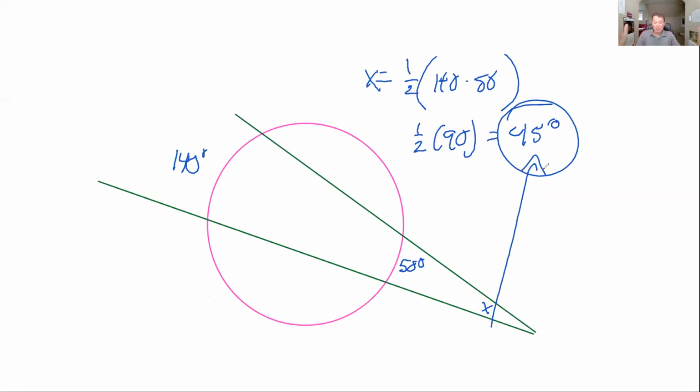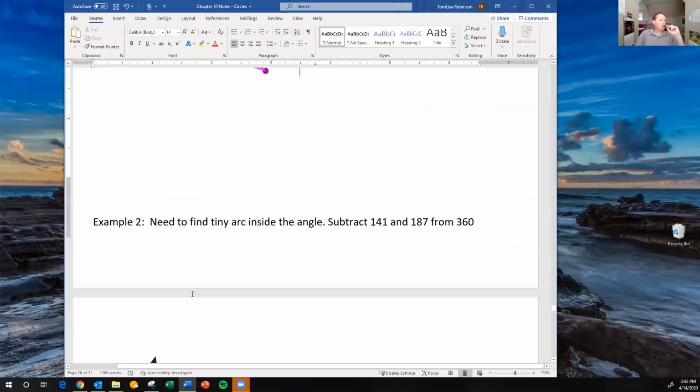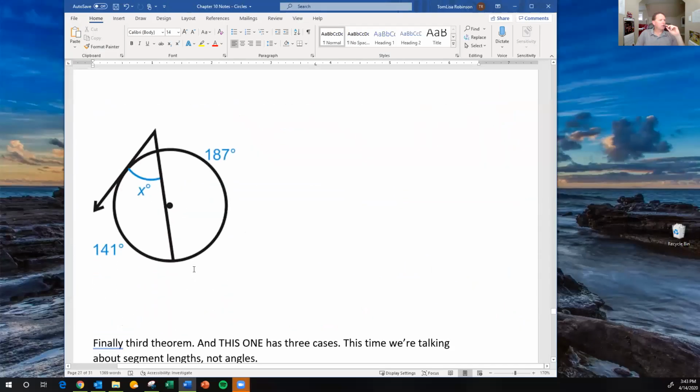I know that this is a little bit complicated at first, but really all you're doing is adding up arcs or subtracting arcs, and then you're cutting them in half. Okay? So that's the start of it. I have another example. Let's do this one. This will be kind of fun.